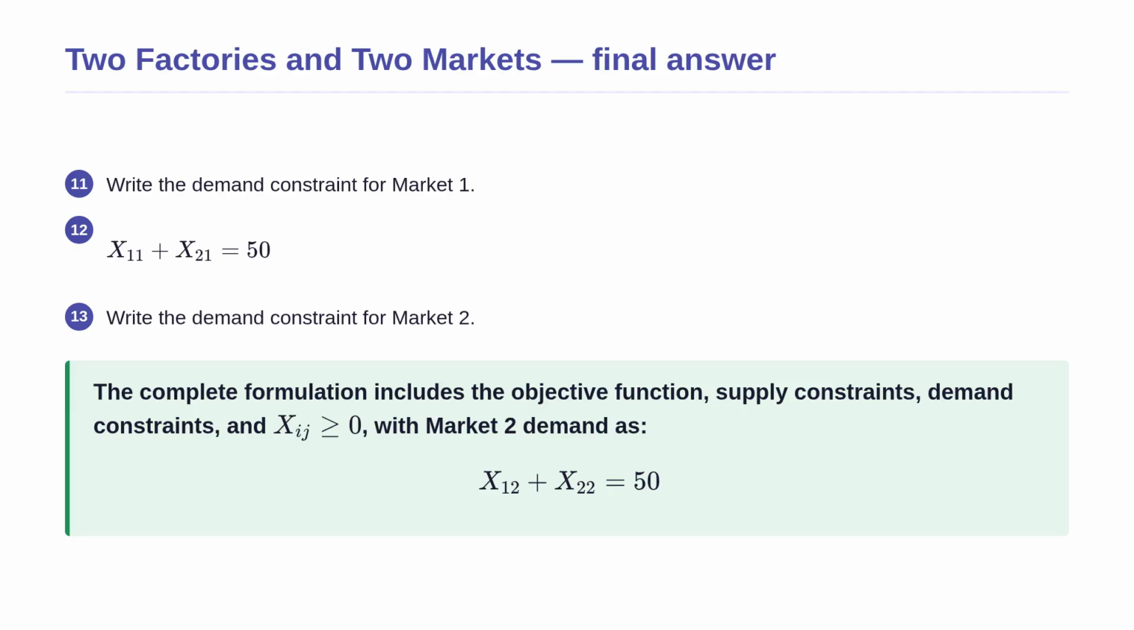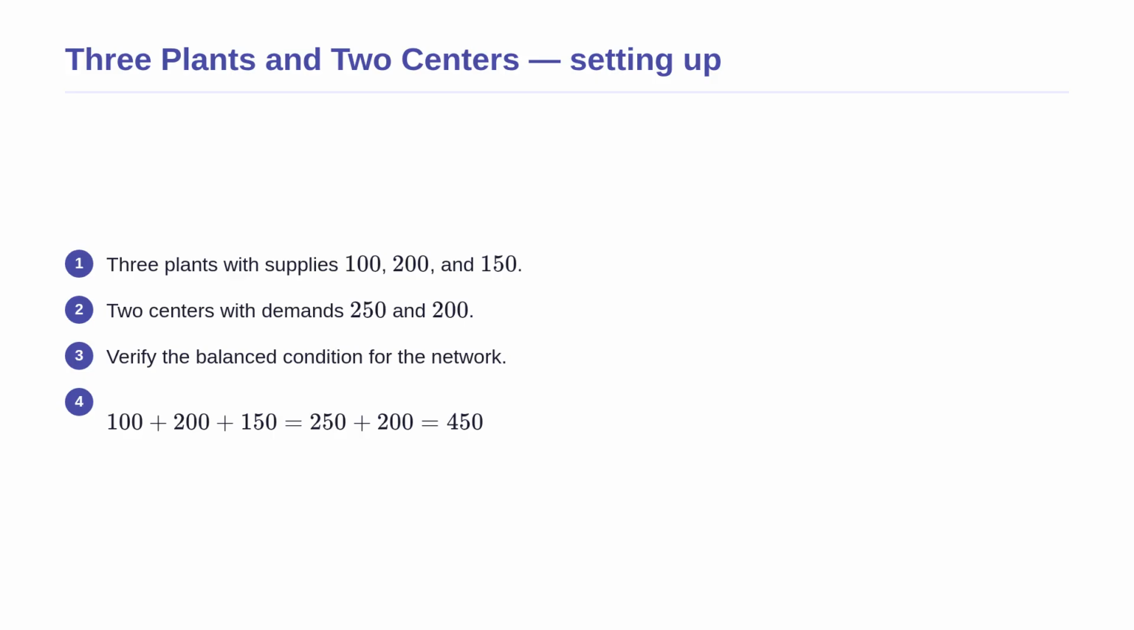Finally, we write the demand constraints to ensure customers are satisfied. The amount arriving at Market 1 from both factories must exactly equal the 50 units it needs. Likewise, the total shipments arriving at Market 2 must equal its required demand of 50 units. Along with the rule that all variables must be greater than or equal to 0, our mathematical formulation for this problem is now complete. Let us formulate a slightly larger problem to solidify this.